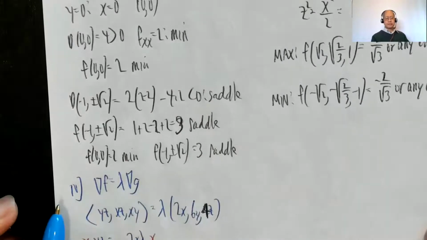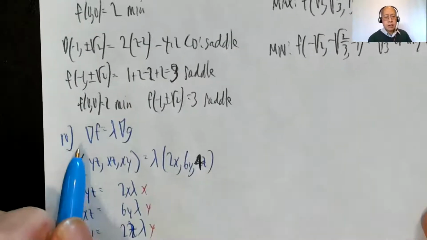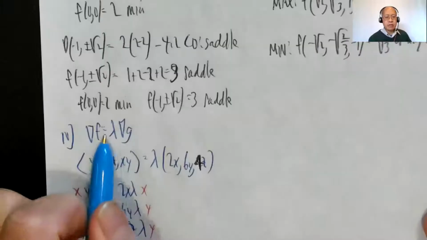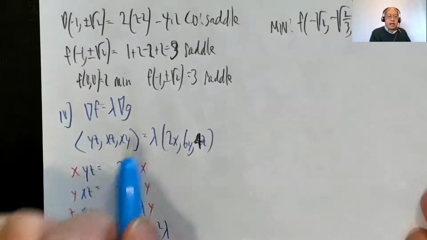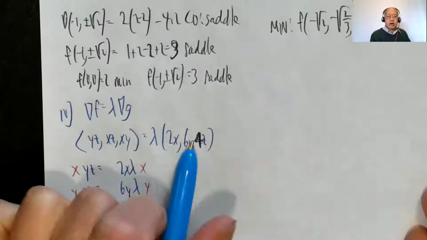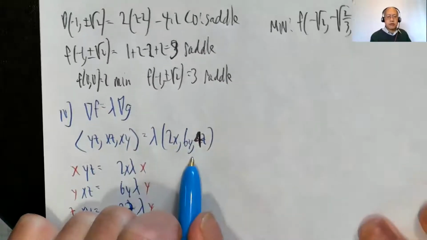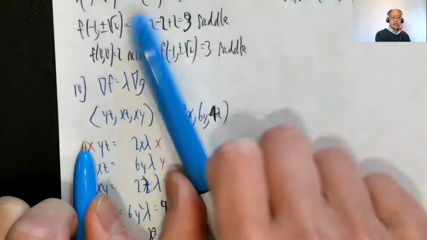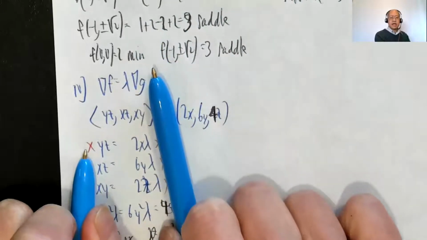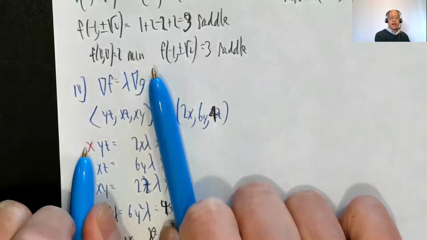Those are saddle points. Number 10, Lagrange multiplier, del f equals lambda del g. Del f is (yz, xz, xy) equals lambda (2x, 6y, 4z), that's a 4z. Okay, so that means yz equals 2x lambda, xz equals 6y lambda, xy equals 2z lambda.